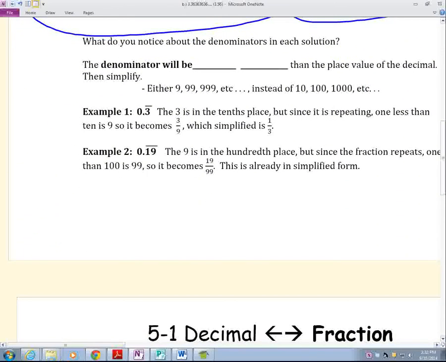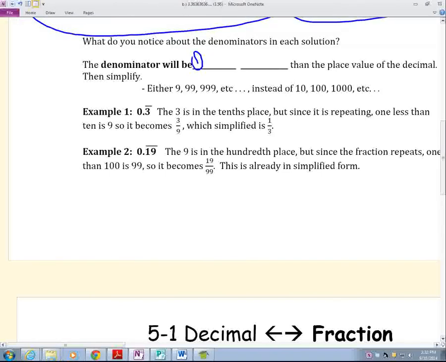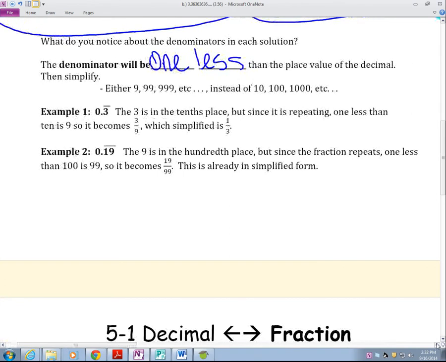Now, what do you notice about them? They all have something to do with a 9. And what we can do here is it says the denominator will be 1 less than the place value of the decimal. Then simplify. So either 9, 99, 999, 9,999, etc. Whatever it is, that's what it's going to be whenever there's a repeating decimal.